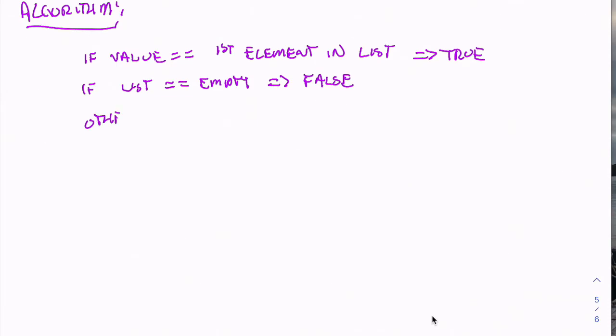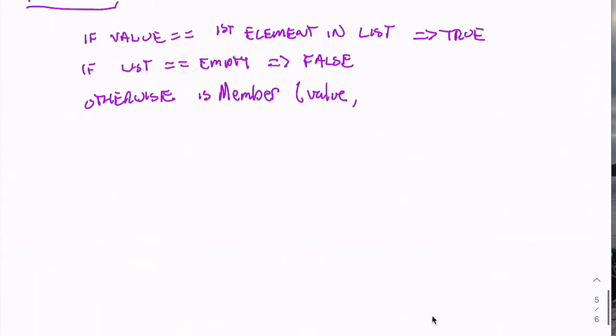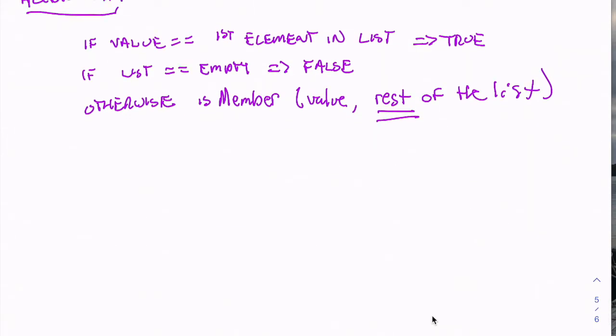Otherwise, we're going to call isMember with value and the rest of the list. So the rest of the list is the list, but with the first element in the list peeled off. And we already have a Scheme function that will do that for us. All right, so this is a pretty good overview of what we want to do.